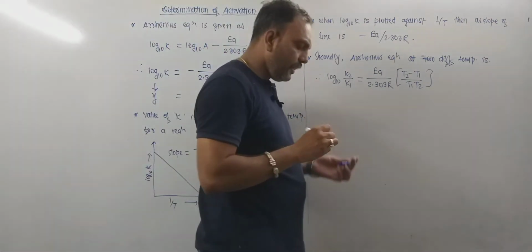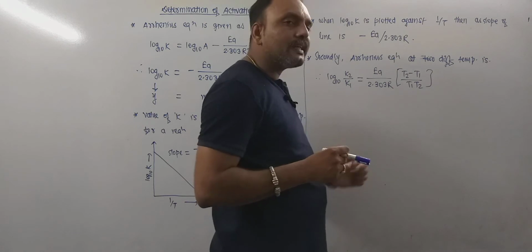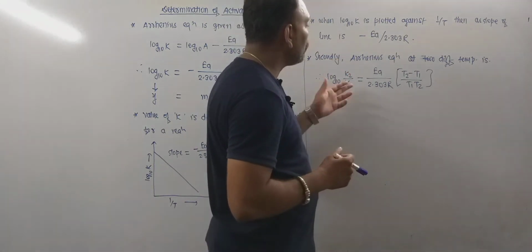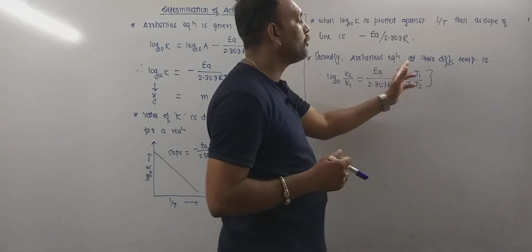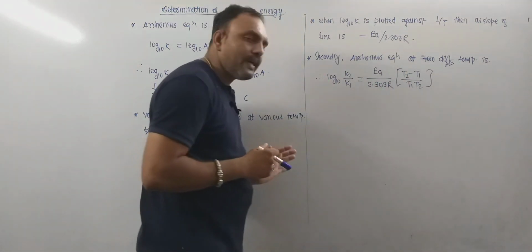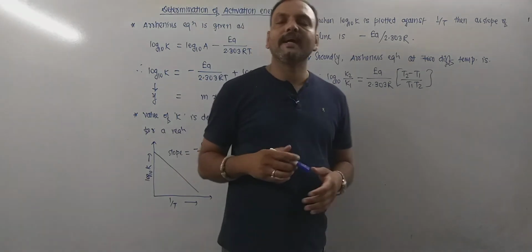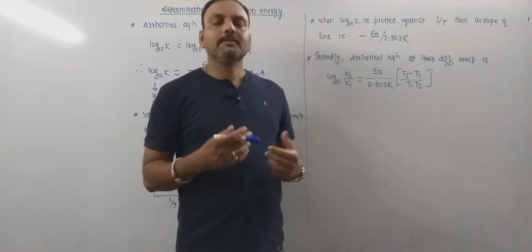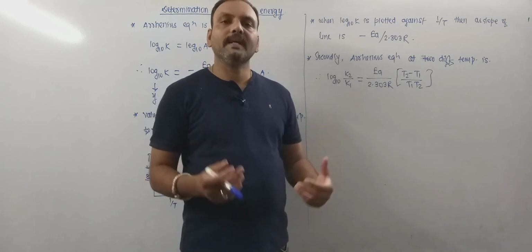Now in order to measure activation energy, we should know all the parameters, I mean the values of K2, K1, R, T2, T1. By knowing these values, one can easily determine the activation energy. In this way, the activation energy of a reaction can be determined conveniently.